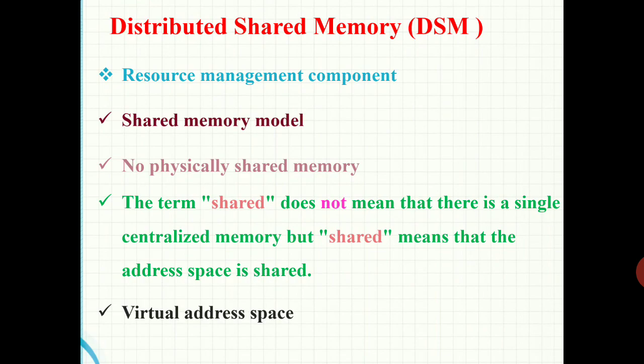Then come to the distributed shared memory. There are two kinds of multiple processor system. The first one is the multiprocessor, and the second one is the multi-computer. In the case of multiprocessor, two or more CPUs share the common main memory. Any process on any processor can read or write any word in the shared memory. That is about the multiprocessor.